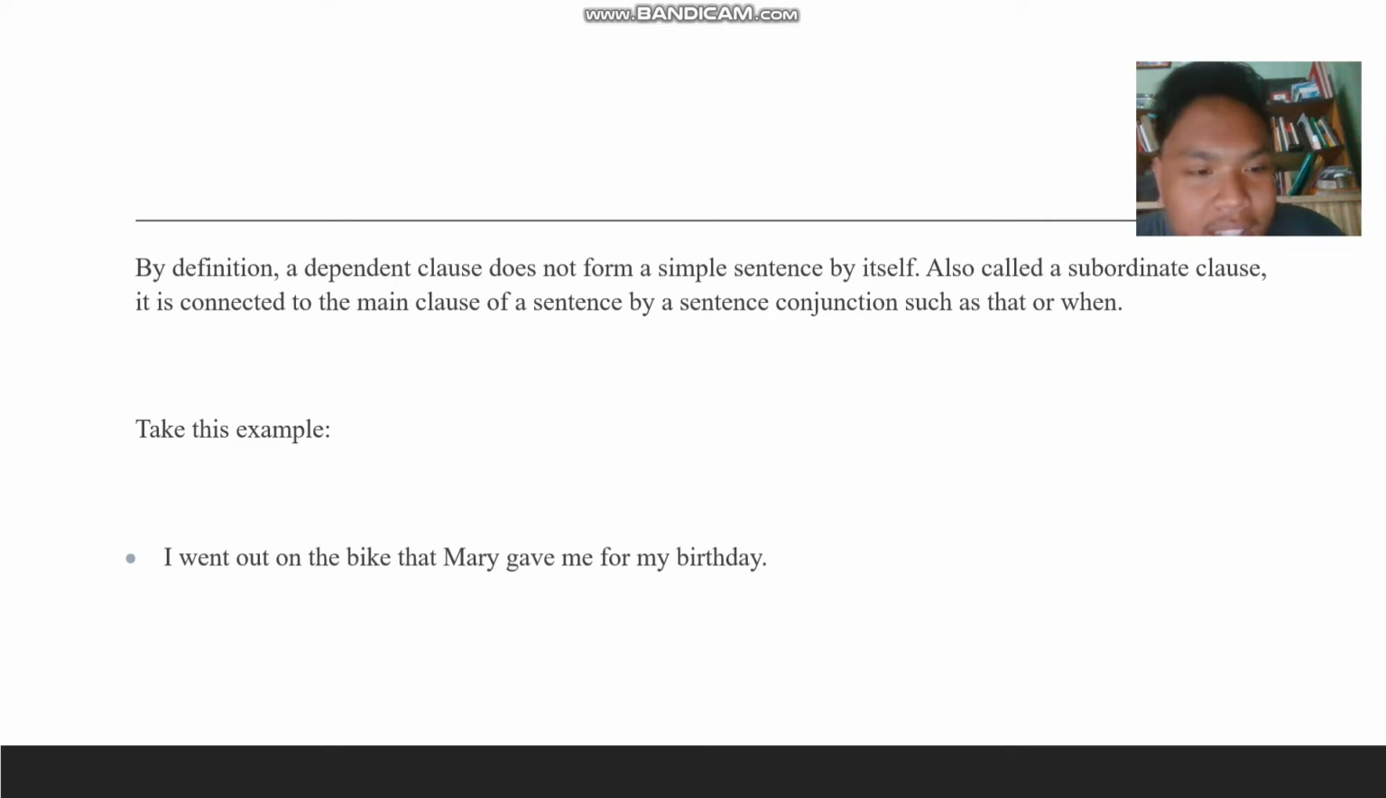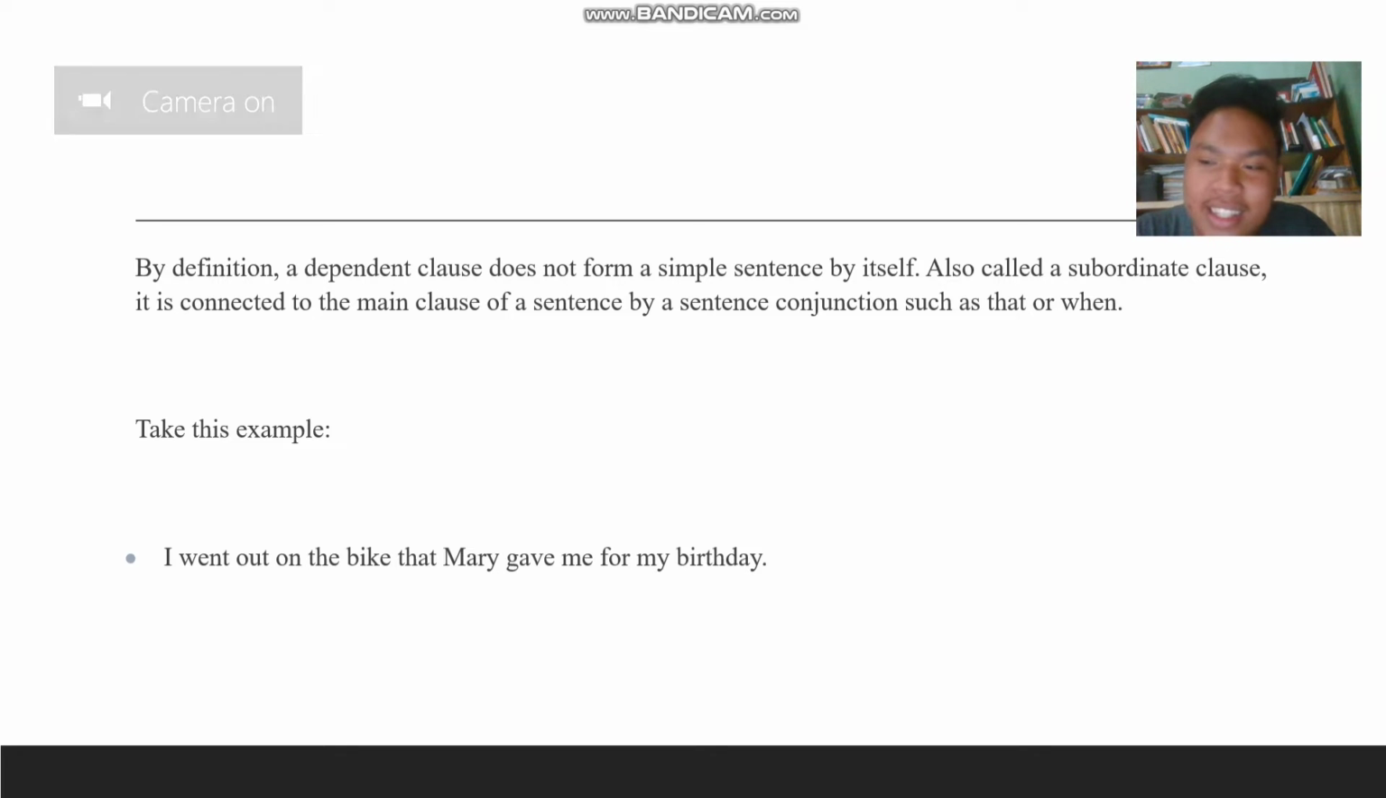Take this example: I went out on the bike that Mary gave me for my birthday. The main clause of the sentence is "I went out on the bike," a complete idea that can stand on its own as a complete sentence. The words that follow, "that Mary gave me for my birthday," are a dependent clause. Acting subordinate to the main clause, they contain a complete idea in their own right, including a subject and corresponding verb.